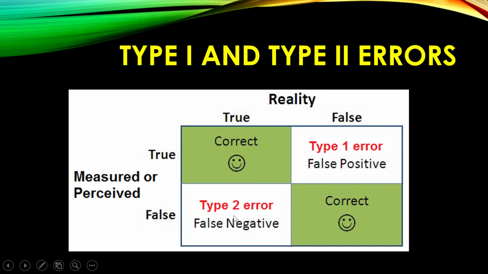Whereas we can get a type 2 error when we're measuring in our sample false, but in reality things are more likely to be true. Type 1 and type 2 errors are sometimes difficult to determine. We can theorize that there's type 1 and type 2 errors, but it's difficult to know unless we do further studies on larger populations or different populations.